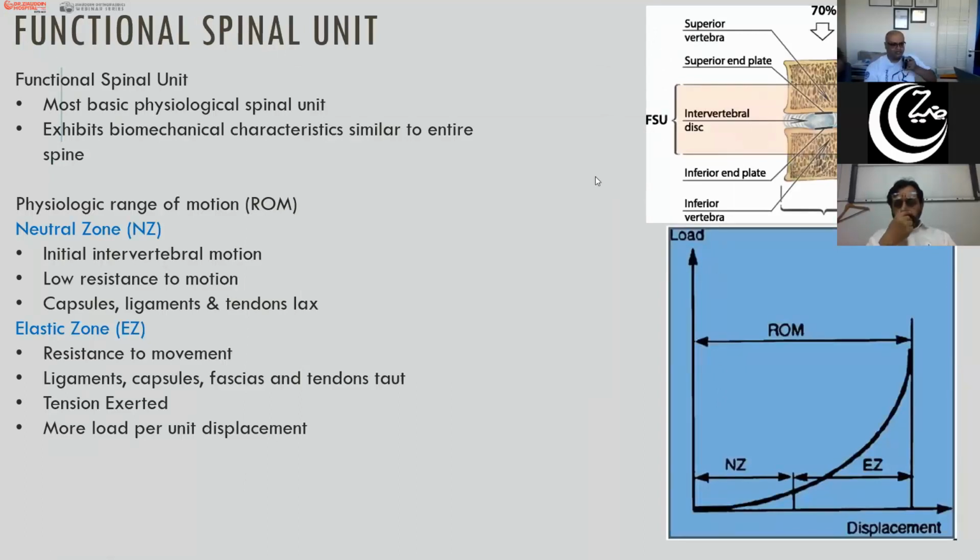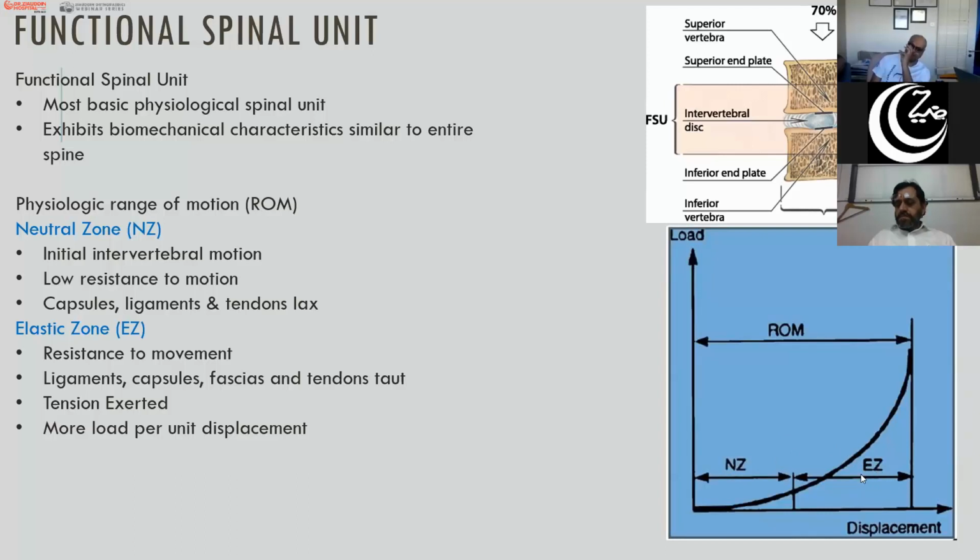The functional spinal unit, as I said, is the most physiological unit. Now you must understand the White and Panjabi concept. This particular graph on the right side of your screen, where my arrow is, talks about the neutral zone and the elastic zone.